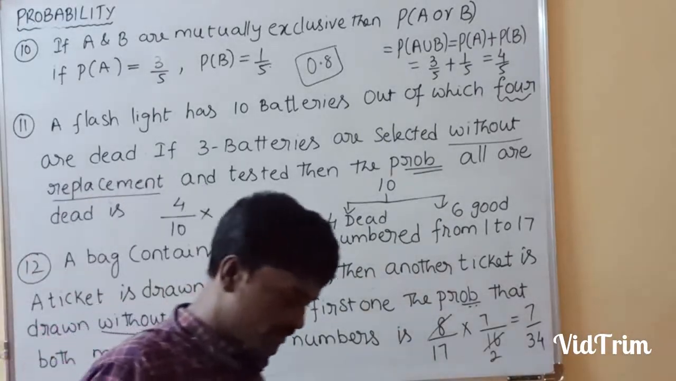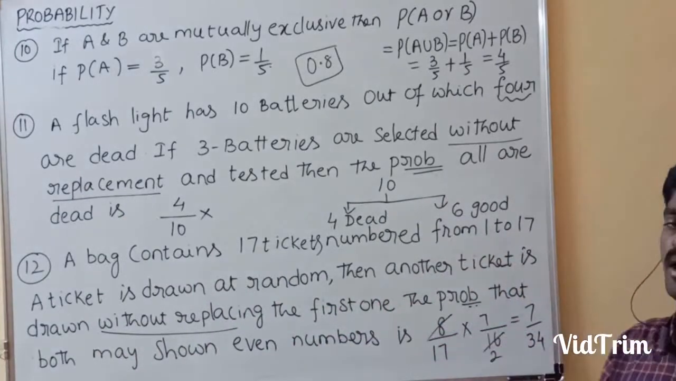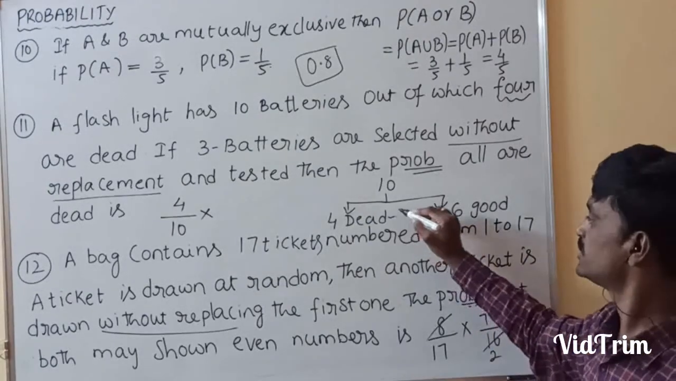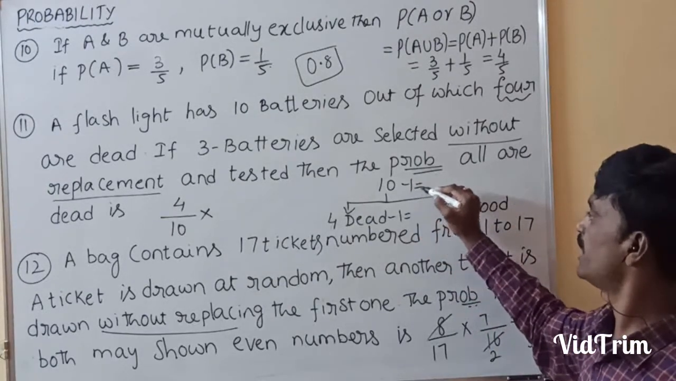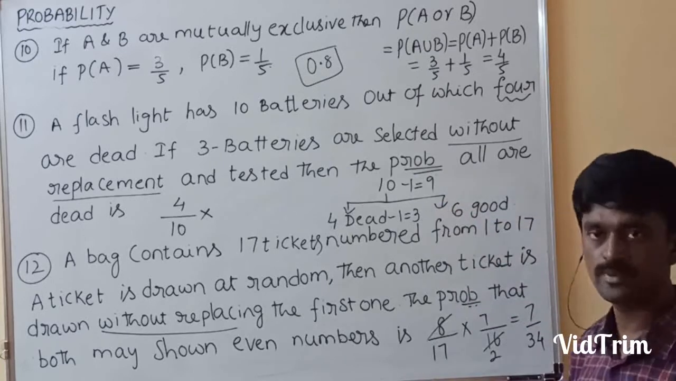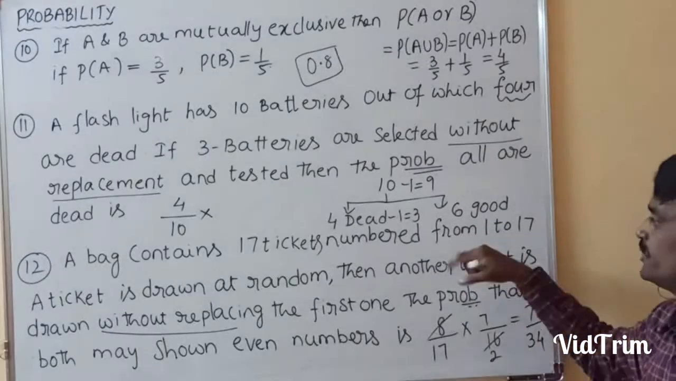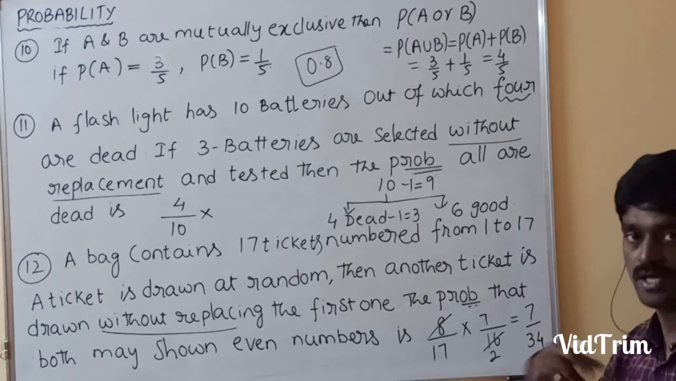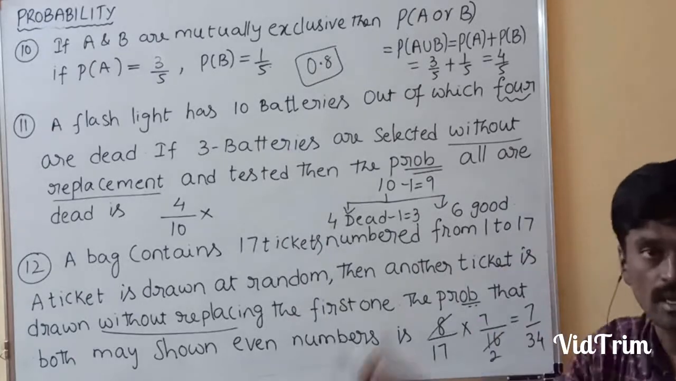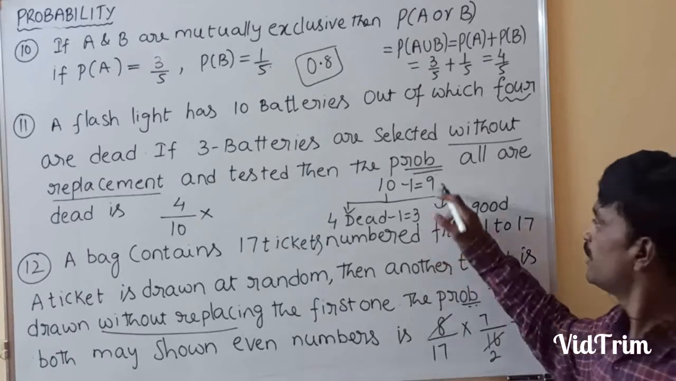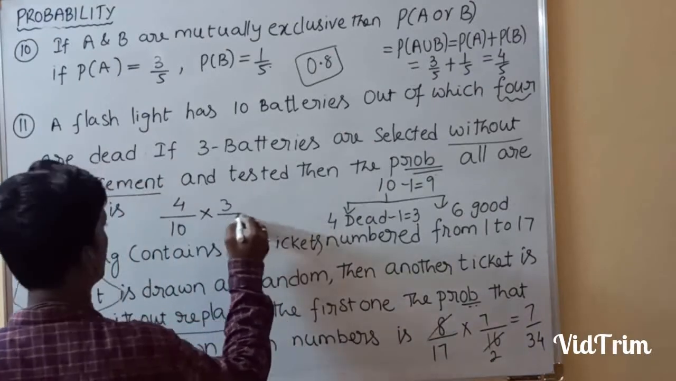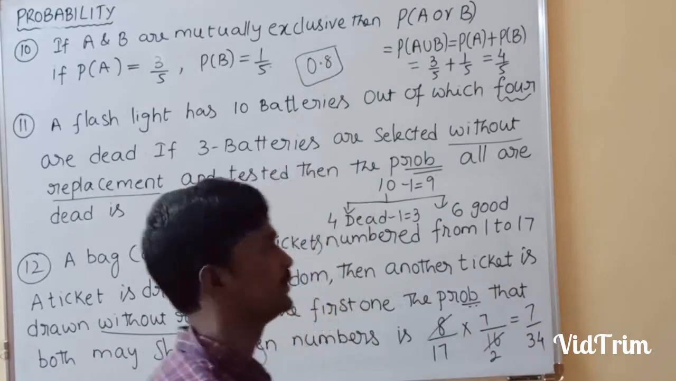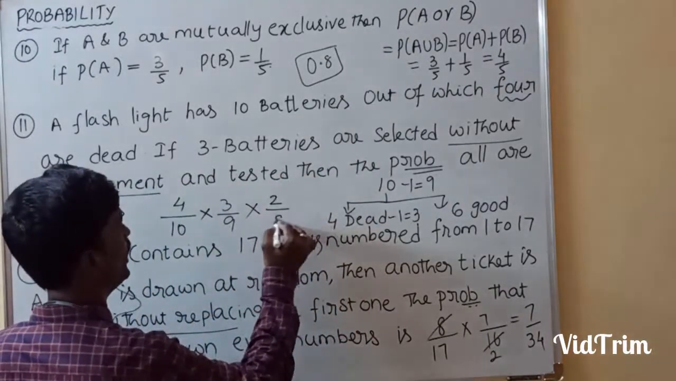So after drawing first battery, how many batteries are left? 9 batteries are left, because here we have to do -1, here also we have to do -1, because we are not replacing now. Out of which 3 are dead, 6 are good. Then what is the chance that in this situation drawing second battery is also dead? 3 by 9. Next, into what is the chance that third battery is also dead? What you will get? 2 by 8.